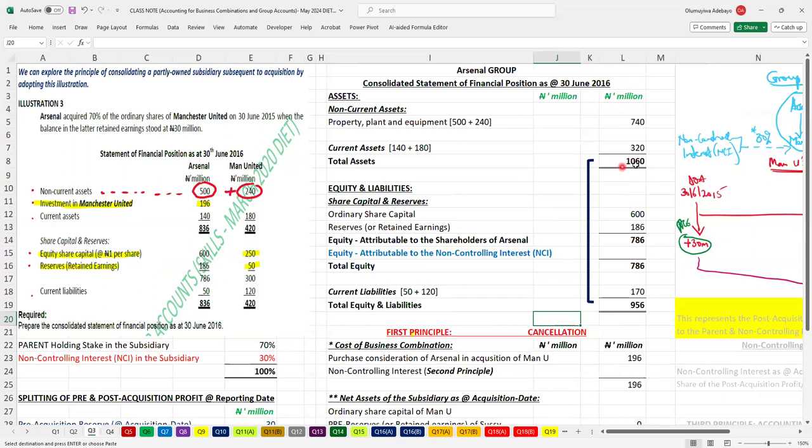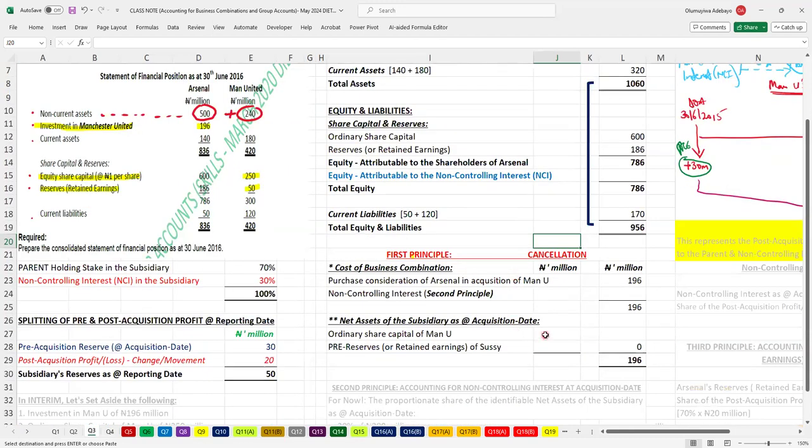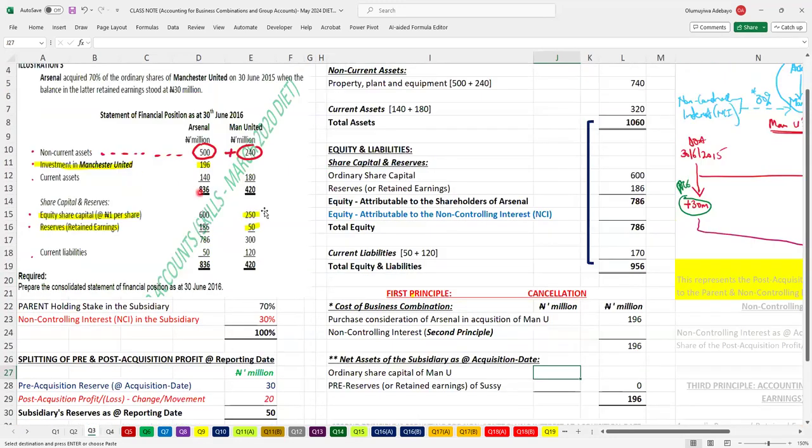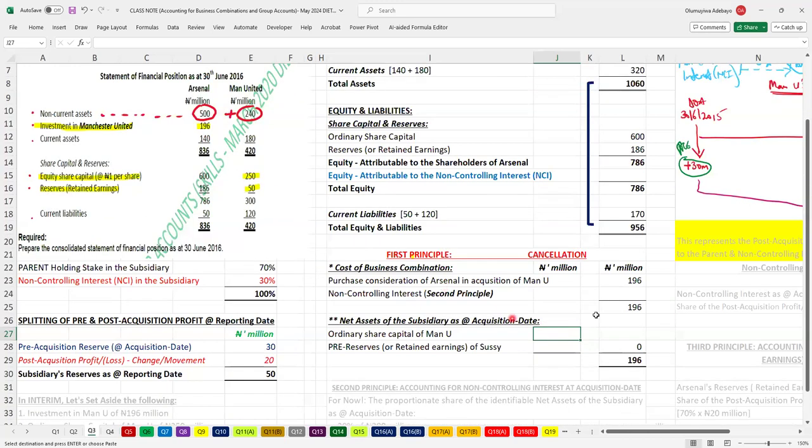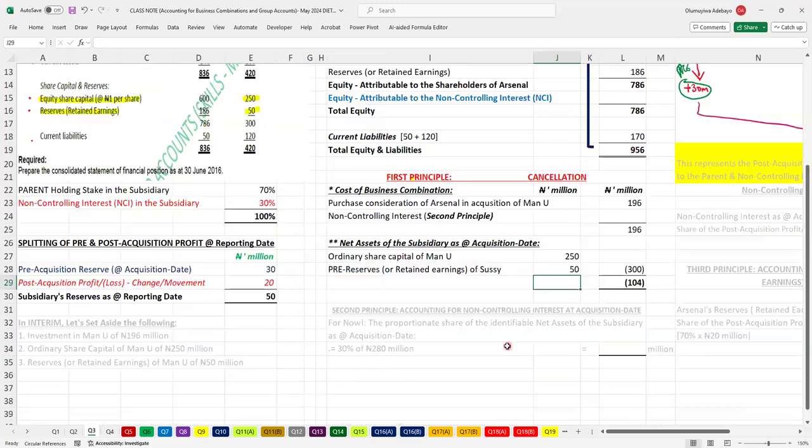Okay. Now there's a problem. Our total asset is 1060. Our total equity and liability is 956. Now, what is the difference? Maybe if you account for non-controlling what? Interest. Now, let's account for non-controlling interest. But before then, remember, these 250 and 50 will come here. Just pay attention as we address some things here.